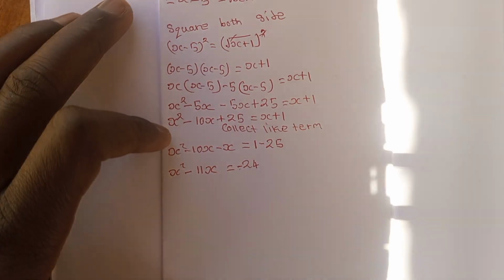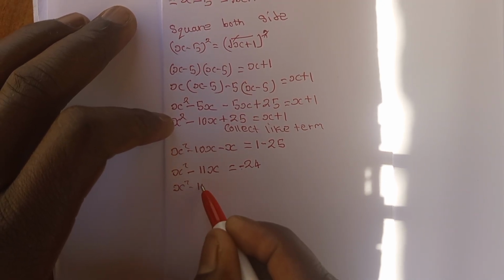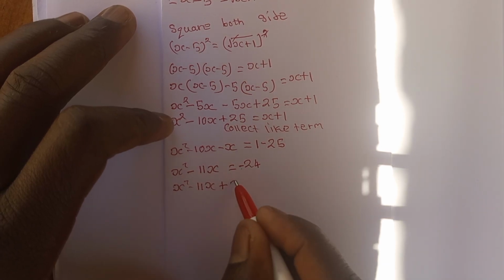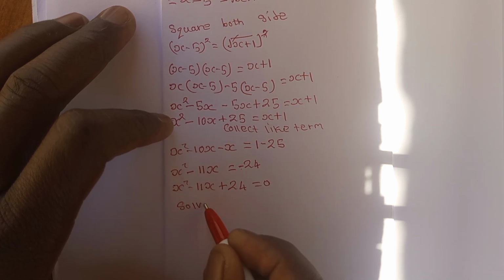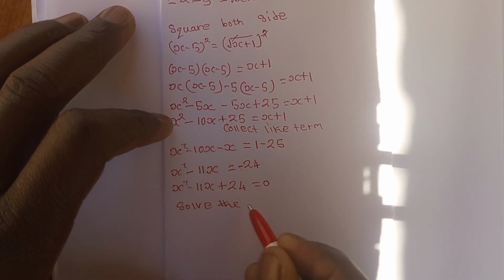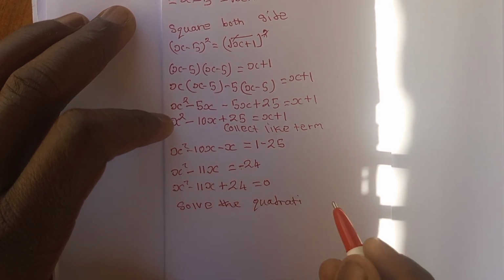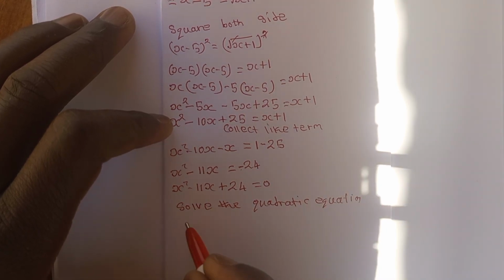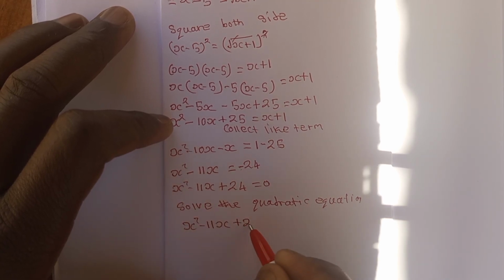Now let us equate this bracket to 0. We say x squared minus 11x. Here is minus 24, cross the equals to sign, the sign will change from minus to plus 24 equals to 0. We say solve the quadratic equation. So we have x squared minus 11x plus 24 equals to 0.